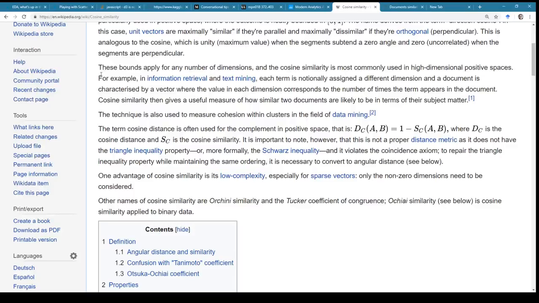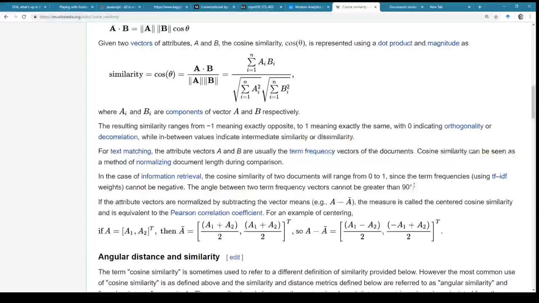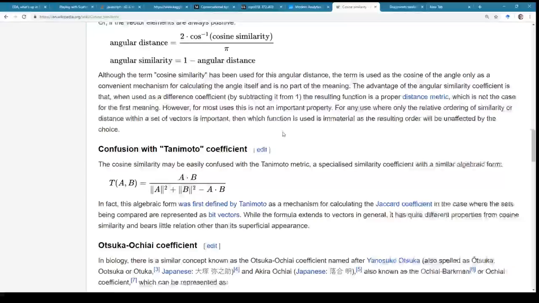Technique, measure cohesion. The term cosine distance is the complement in positive space, where DC is the cosine distance. It is important to notice, however, that cosine similarity is not a proper distance metric. Yes, that's the same thing that it said. One advantage is that it's low complexity, only the non-zero dimensions need to be considered. It has other names, like the angular distance metric, I think.